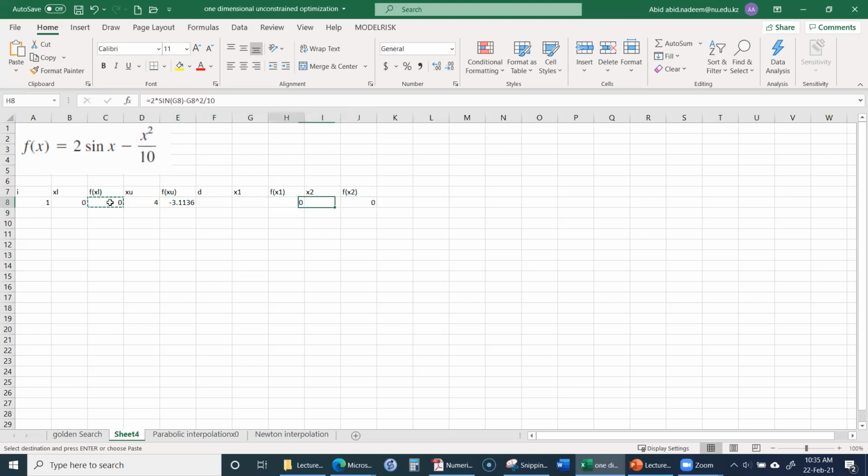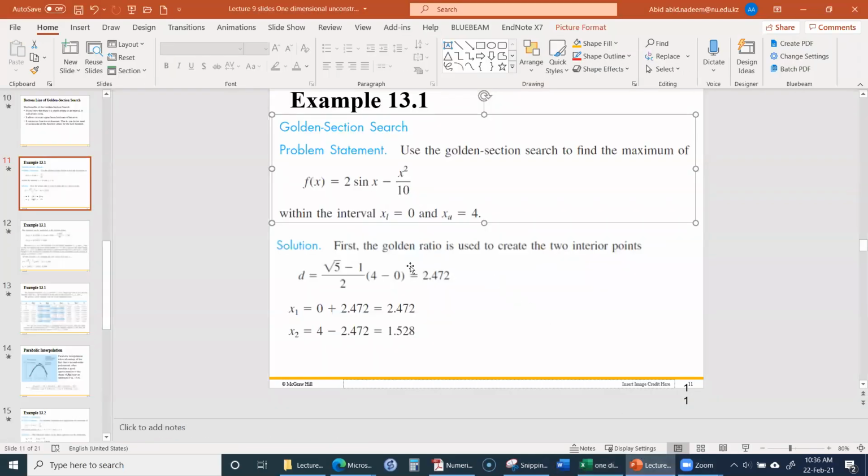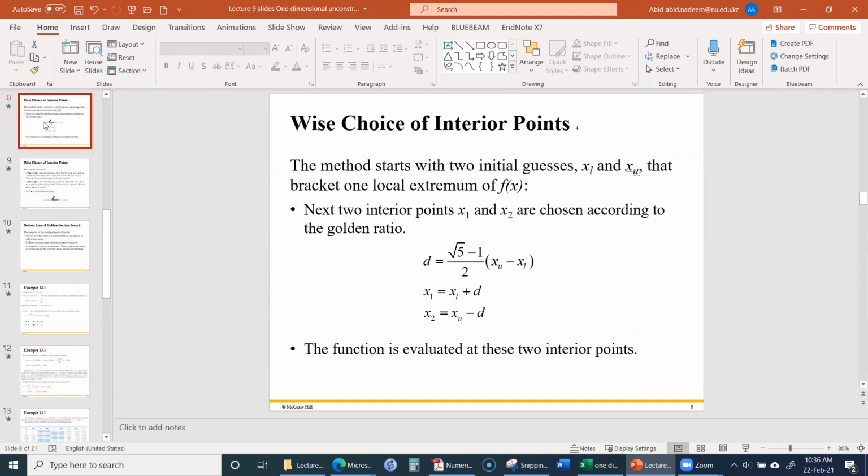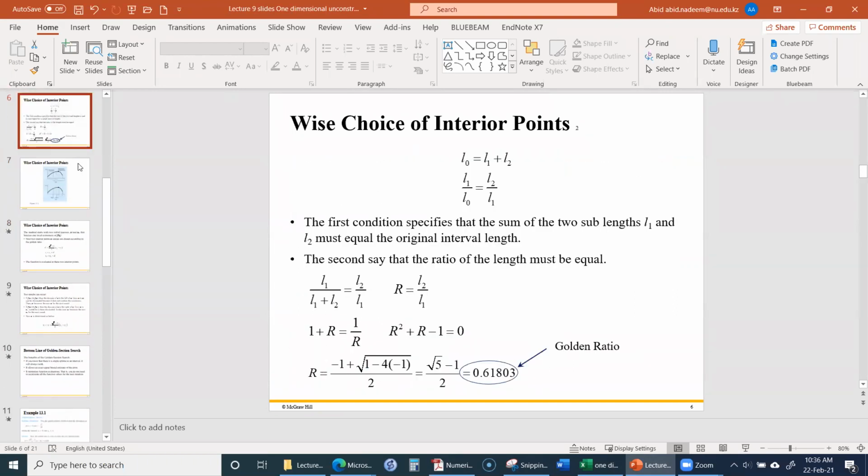But now what is D? The value of D is equal to the golden ratio. So what is the golden ratio? The golden ratio is the square root of 5 minus 1, divided by 2. That is the golden ratio.